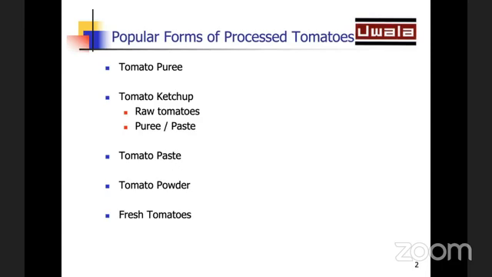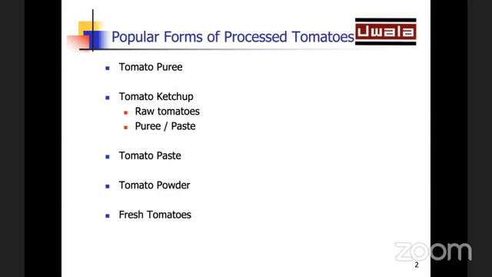Here I'm talking about the different popular forms of processed tomatoes. If you are using raw tomatoes as the base product, then the most common form of processing is to make tomato puree. Tomato puree is essentially tomato pulp, which is concentrated, and it is then sold to different parties. You can sell it to caterers, to large hotels, and to large companies involved in making tomato ketchup. All these kinds of people could be your potential customers. So tomato puree is essentially the most common form of processing tomatoes.